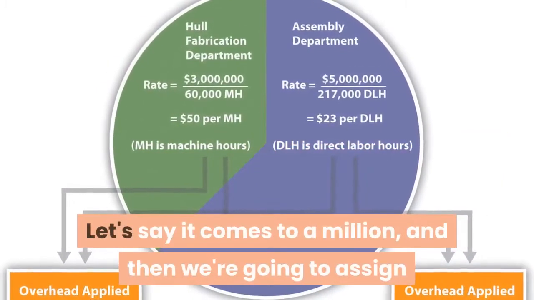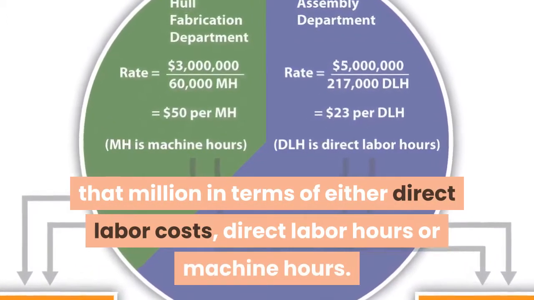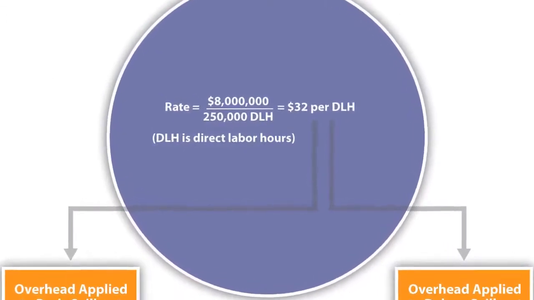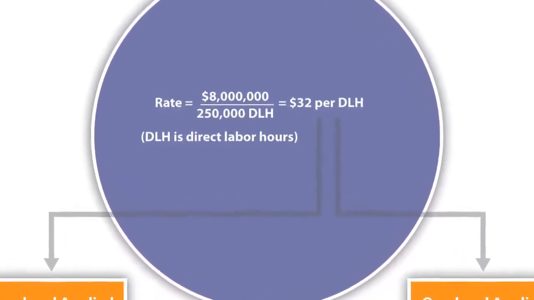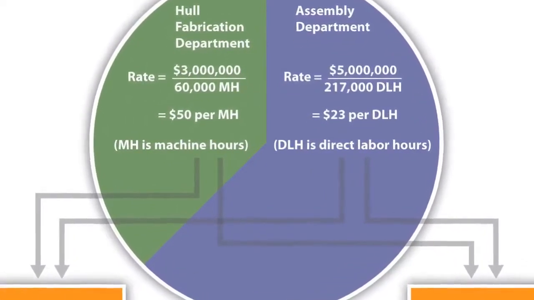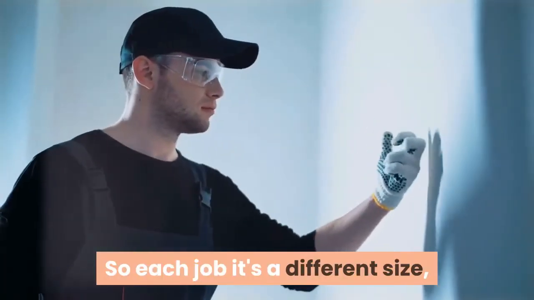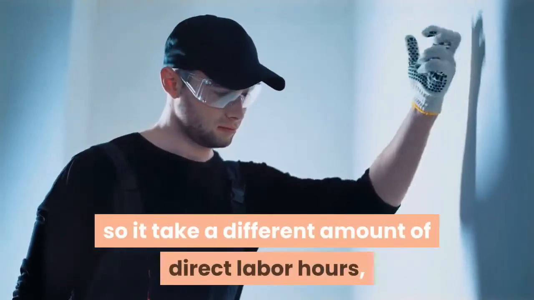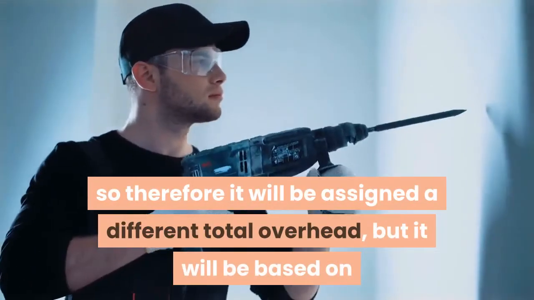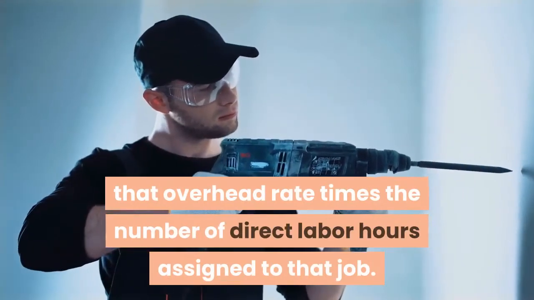Let's say it comes to $1 million, and then we're going to assign that $1 million in terms of either direct labor costs, direct labor hours, or machine hours. These 3 things we can measure exactly on each job. We only use one of these activity bases, let's say direct labor hours. Each job is a different size, so it takes a different amount of direct labor hours, so it will be assigned a different total overhead, based on the overhead rate times the number of direct labor hours assigned to that job.